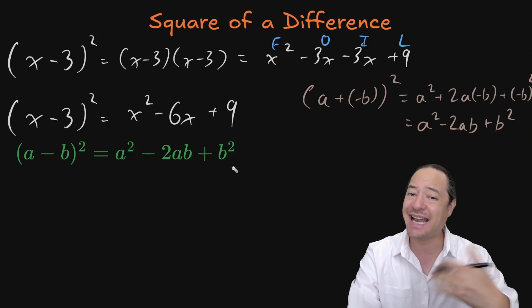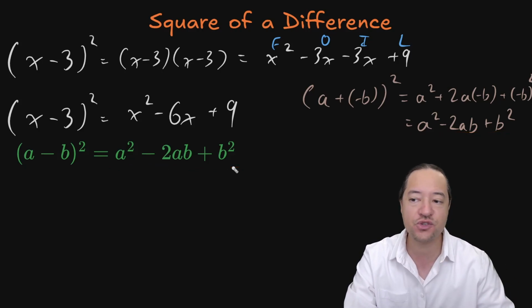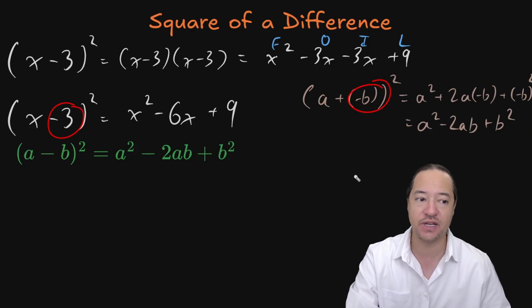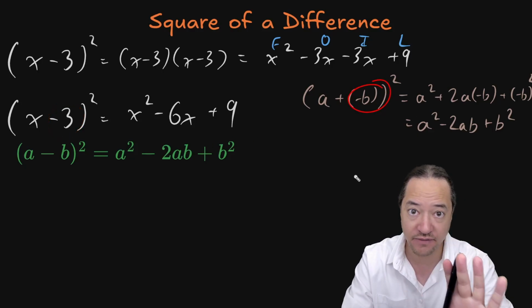You can imagine this is not a separate formula. It's just the first one, and we're adding a negative, right? We're adding this negative term there. You can rederive this formula if you need to.